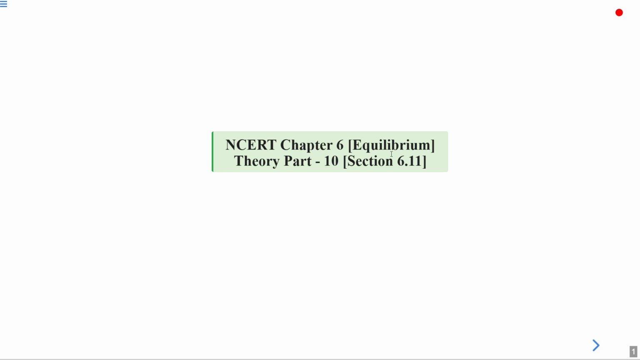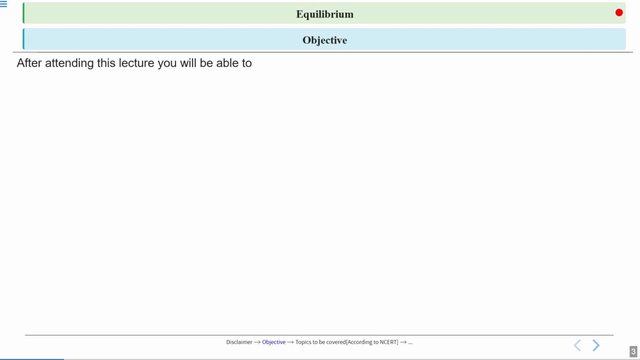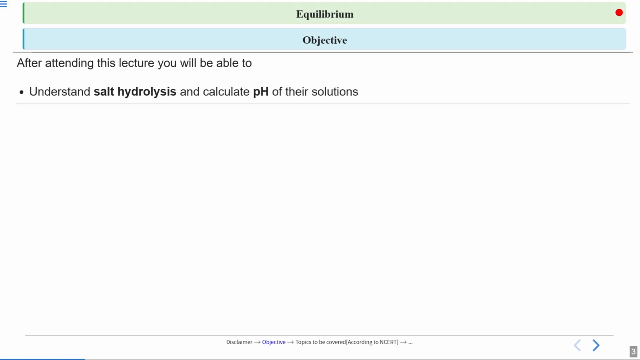So today we'll do theory part 10 of chapter 6, Equilibrium, in which we'll be covering section 6.11 of the NCERT. So this is the disclaimer. Now in this class our objective would be to learn about a very important topic, which is salt hydrolysis. We will try to calculate the pH of the salt.